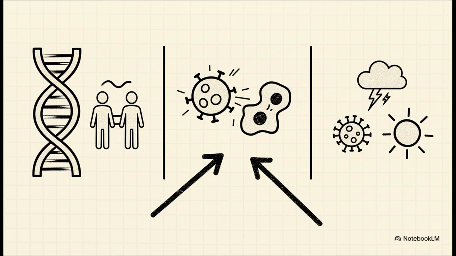Immunologically, the whole problem boils down to abnormal T-cell activity that basically tells skin cells, the keratinocytes, to grow way too fast. And then you have the environment, where things like stress, a strep infection, or even sunlight can dramatically change the course of the disease.